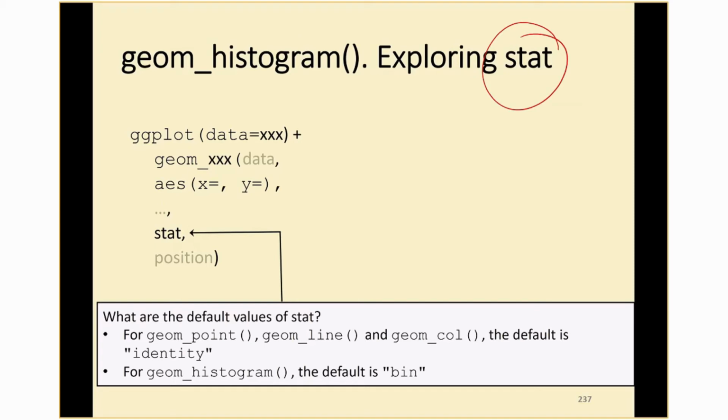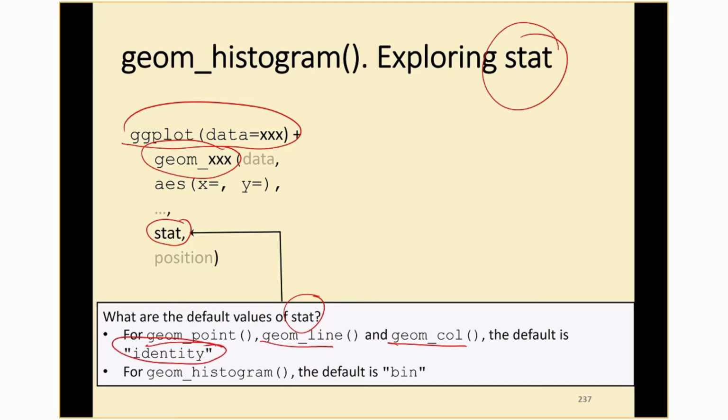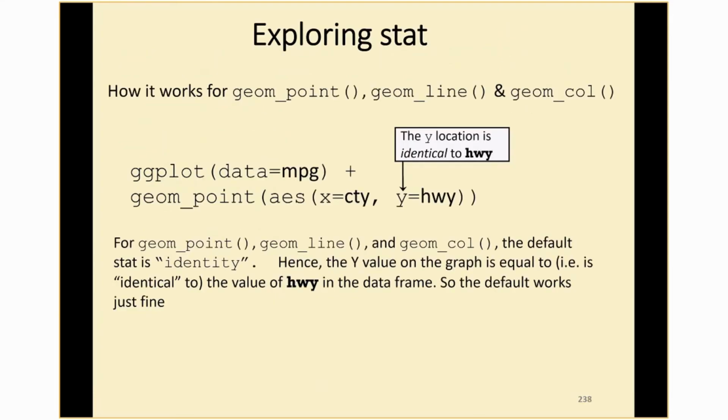So basically, as always, we've got our plotting function, and we've got some sort of a geom, and then among those 5 things, there is this thing called the stat. So let's think about stat for the different geoms. For geom point, geom line, and geom col, the default stat is identity, and that works just fine. And for geom histogram, the default is bin, and that also works just fine. Let's think, though, how it works for geom point, geom line, and geom col.